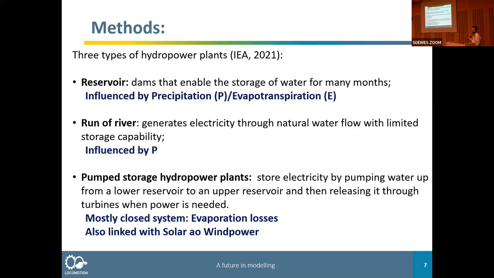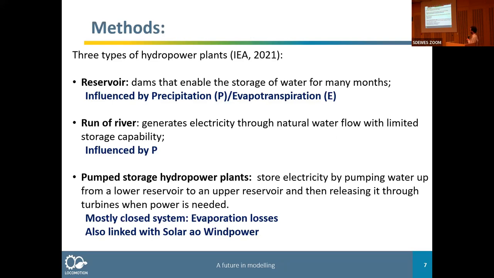So there are three types of hydropower plants. We have the reservoir type, which are dams, usually large dams that are able to store water for many months. Because of that, we can say that they're mostly influenced by precipitation and also evapotranspiration. So the water can stay there for a long time. It depends on whether the evapotranspiration is larger or not, and of course on precipitation.